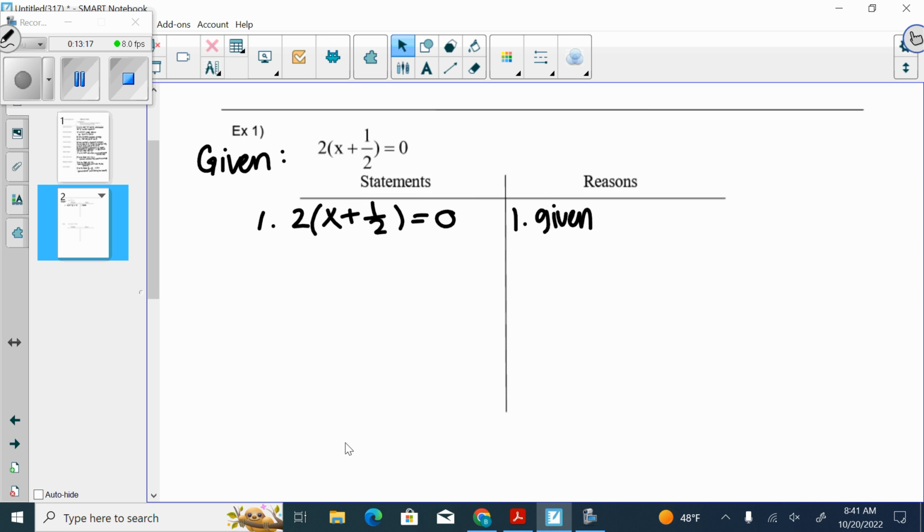What would be the first thing we would want to do here? Right, we're going to distribute. If I distribute the 2 into that parenthesis, then I'm going to have 2 times the x plus 2 times the 1/2 equals 0, right? And my reason for that was, what did we say we did? We distributed. So my reason would be the distributive property.